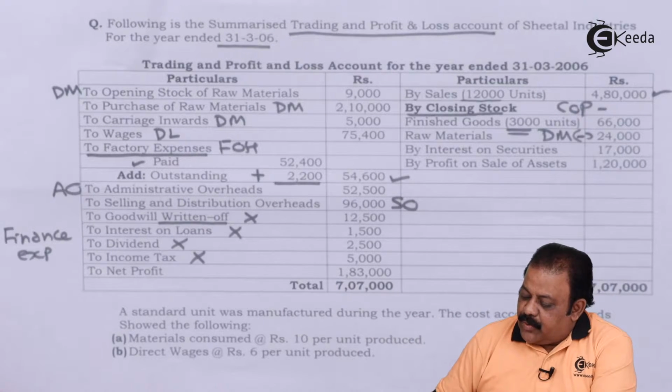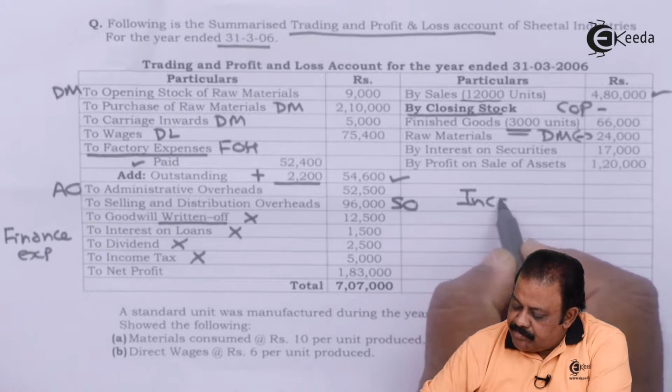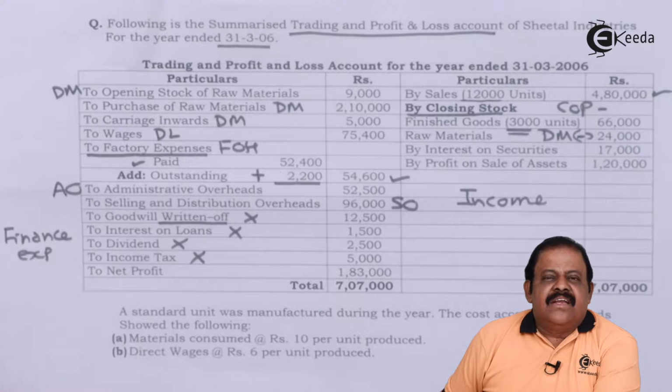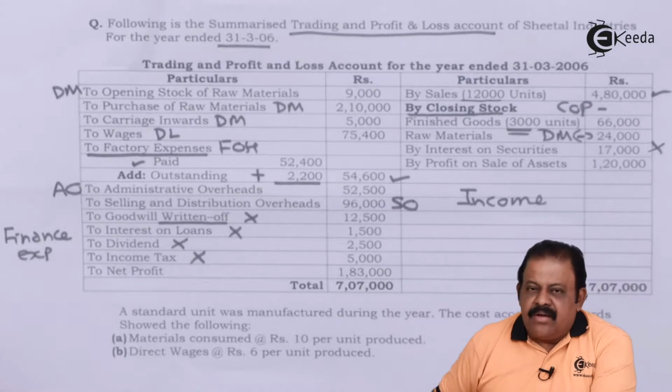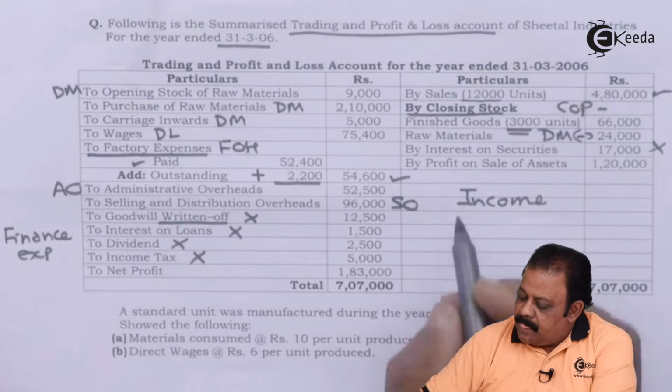Interest on securities. This is an income received by business. It is an income recorded in financial book. It is not recorded in cost book. So it will be one reason for difference in profit as per financial book and cost book.